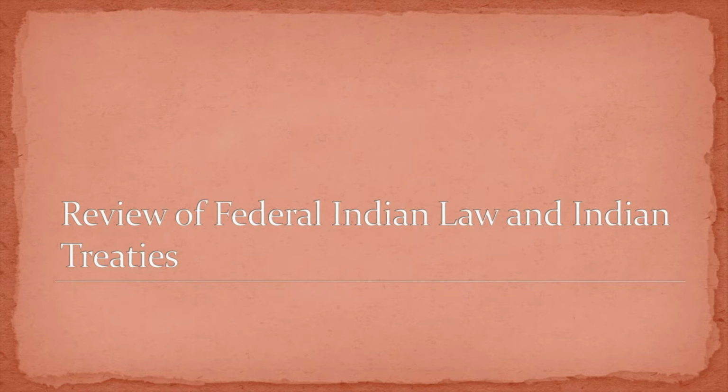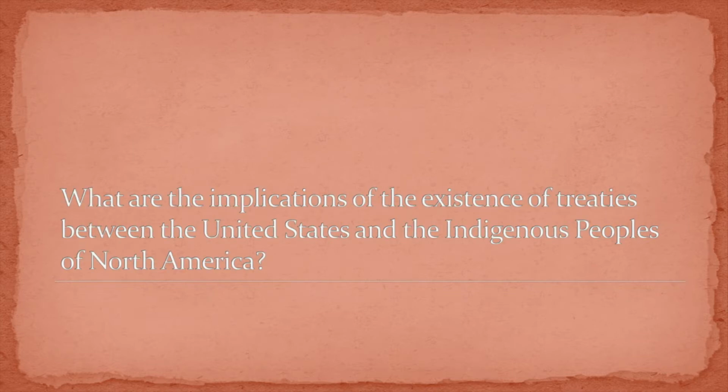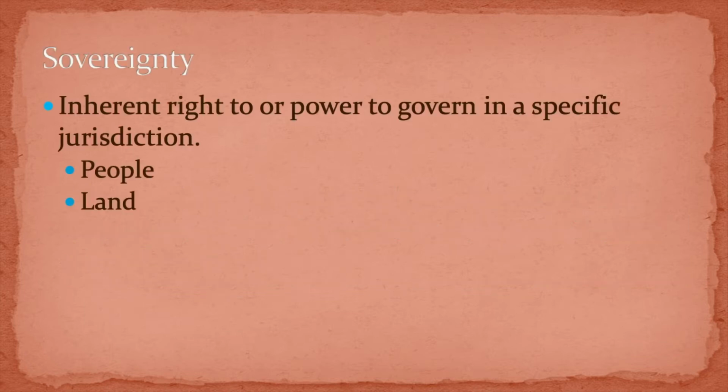We do this so that we understand what the implications are between the existence of treaties between the United States and the indigenous people of North America. To analyze this question, let's begin by reviewing the basic concept of sovereignty. Sovereignty is the inherent right or power to govern in a specific jurisdiction, and it can be over a specific people or a specific landmass.